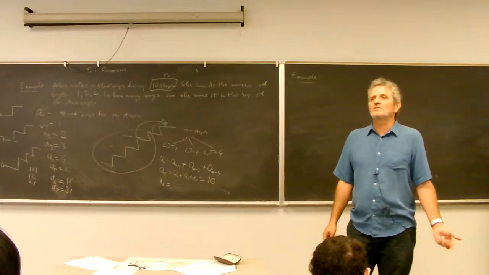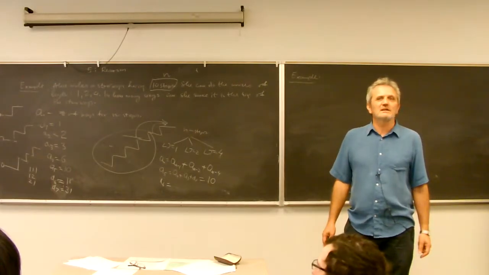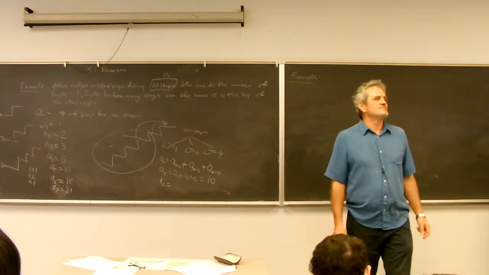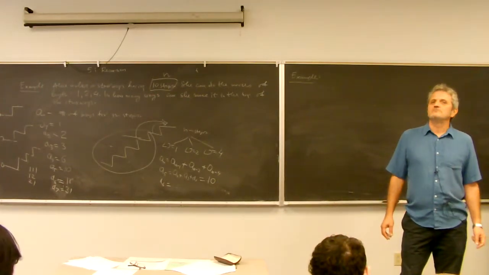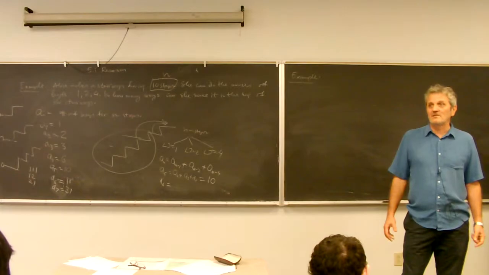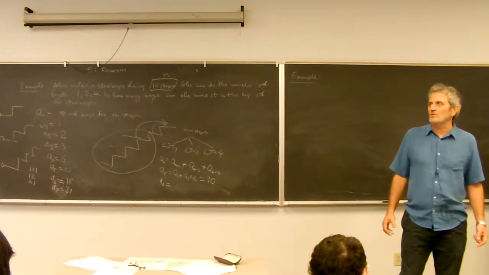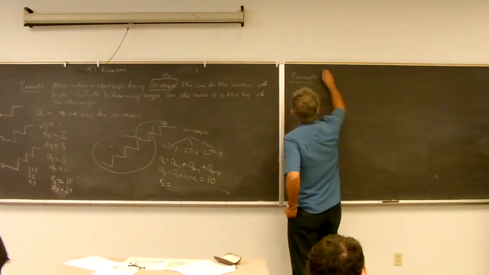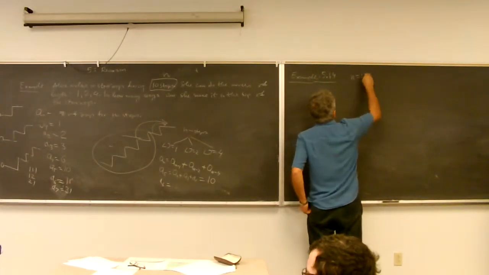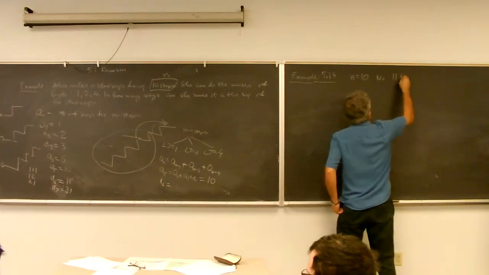So there are 1,024 strings of length 10. How many of them never have 1 and 1 together? If we were to do it using combinatorics, that would be a little tricky. There are tons of cases, and it's hard to organize. So example 514, n equals 10, no 1, 1 together.